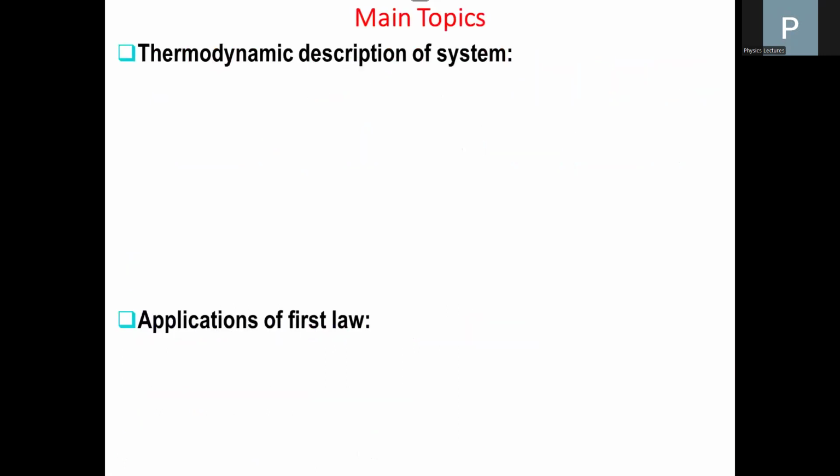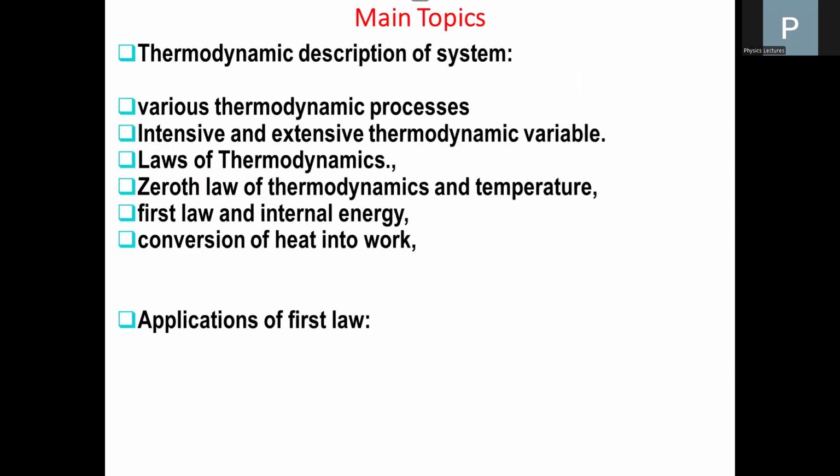We will start with the thermodynamic description of a system, in which we will study various thermodynamic processes like isobaric, adiabatic, isothermal, isochoric. We will learn the thermodynamic coordinates or variables and their types like intensive, extensive. We will study all the four laws of thermodynamics, starting with zeroth law, and we will see how the concept of temperature evolves from zeroth law.